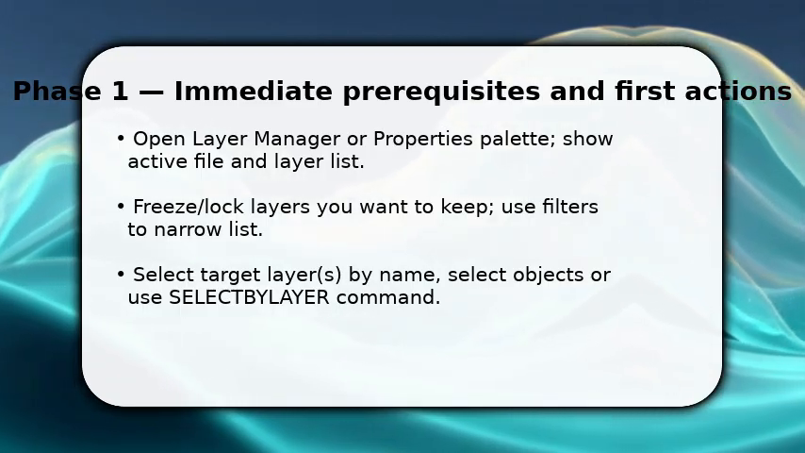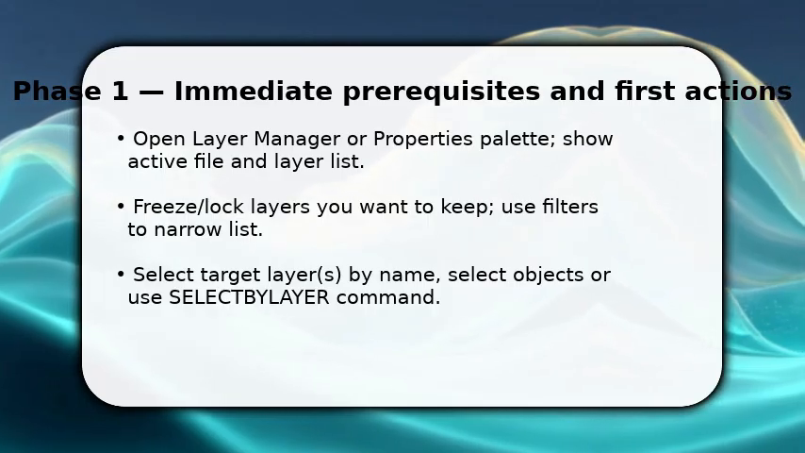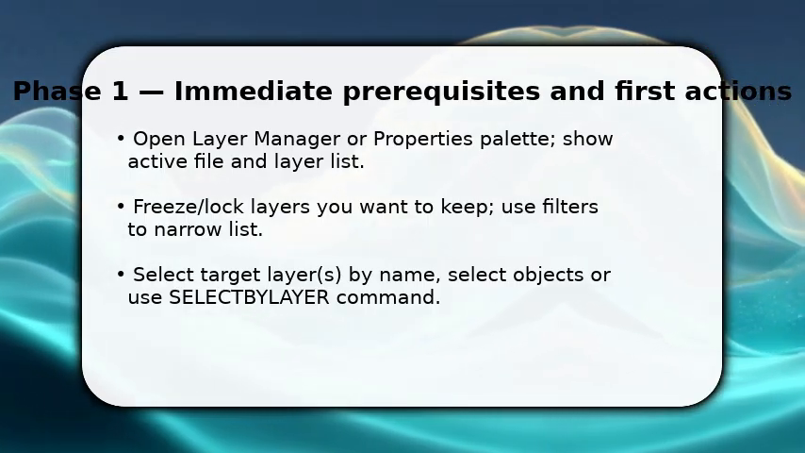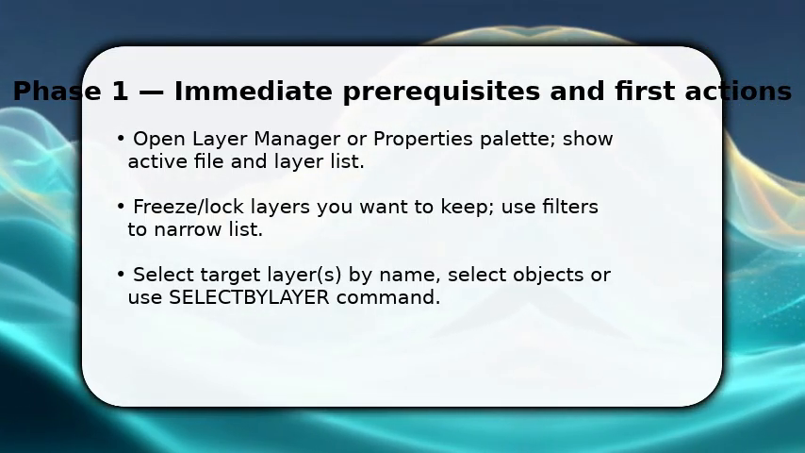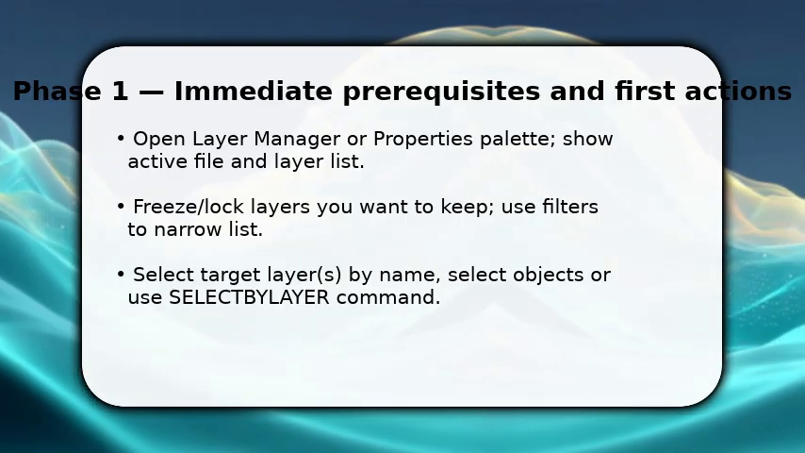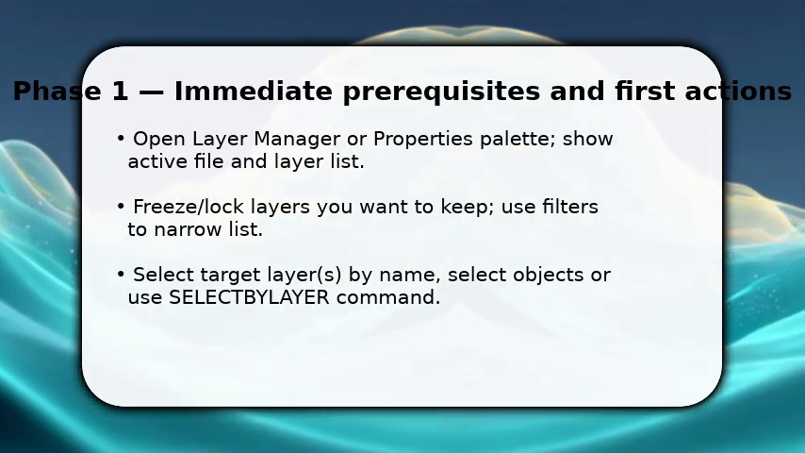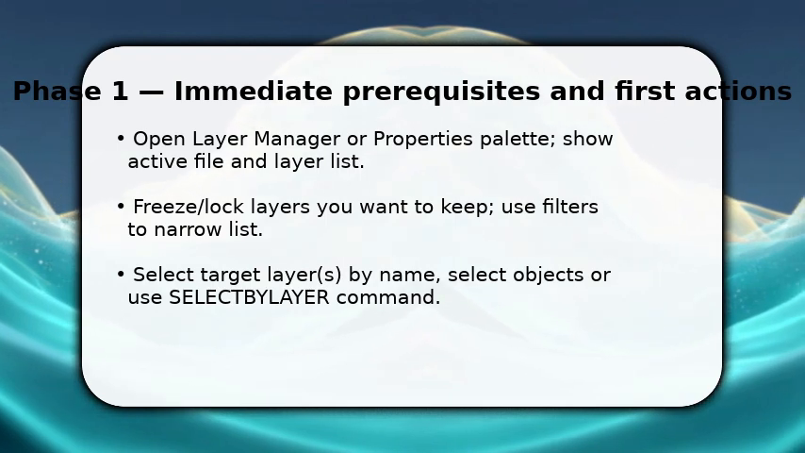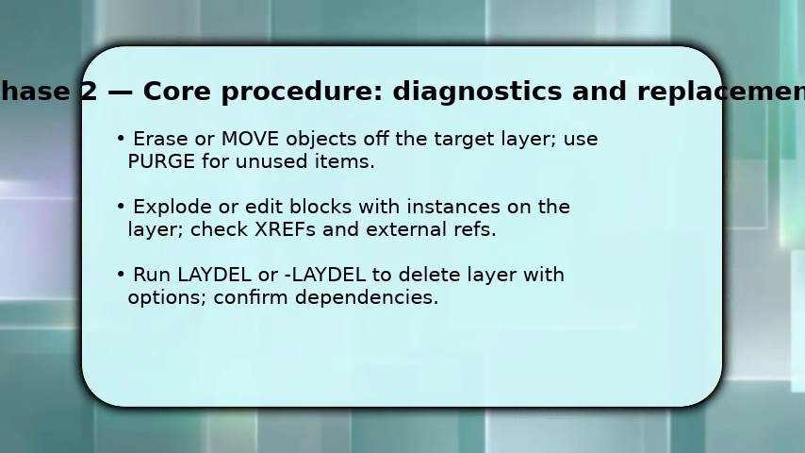Next, select the target layer or layers by name. You can pick objects directly and use Select by Layer to capture everything on that layer. Make sure to check for nested blocks or referenced files before moving on, because they often hide content you might miss. Now focus on removal.